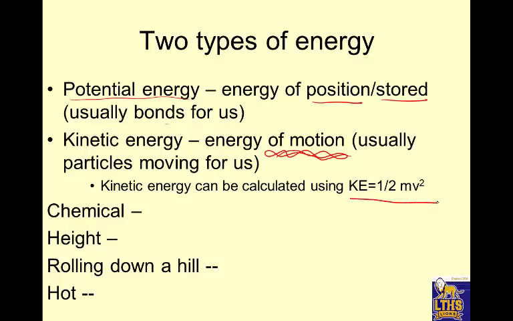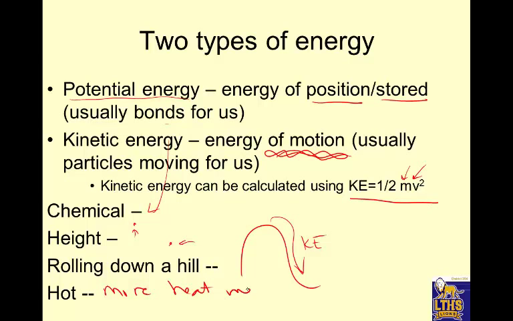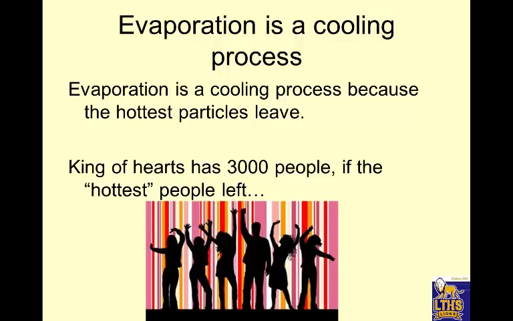There is a way to calculate kinetic energy. You need the mass of a substance and its velocity, which is kind of like speed, and then you can figure out the kinetic energy. Chemical energy is like bond energy. The height of something, so this one has more potential than that. Rolling down a hill, whoosh, is kinetic as it rolls. And hot, more heat means more energy. Okay, let's look on to the next phase.